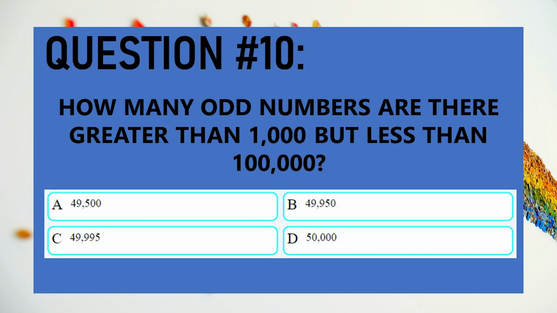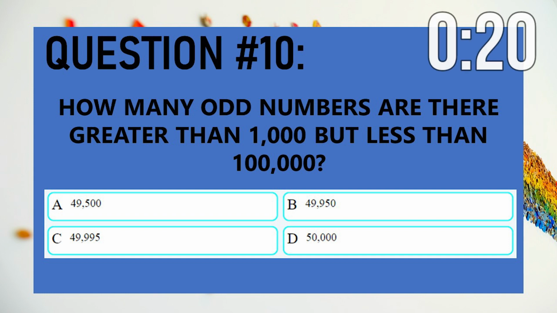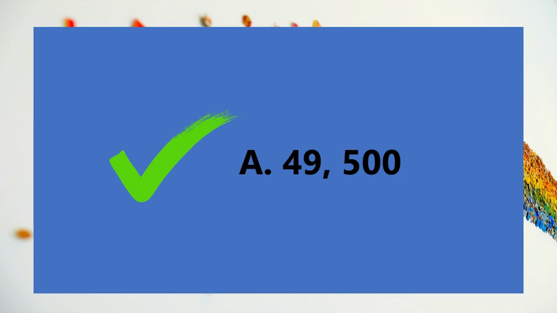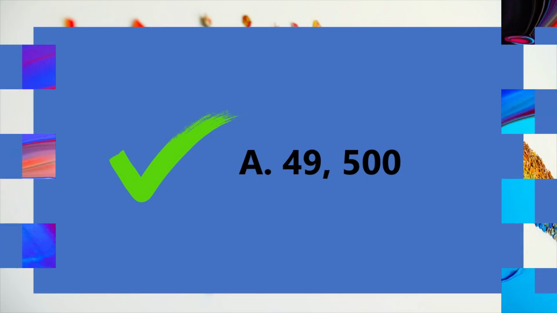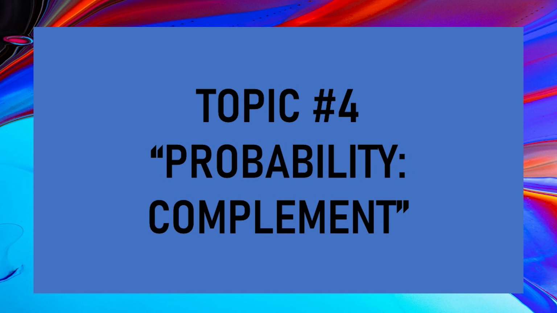Letter A, 49,500. Letter B, 49,950. Letter C, 49,995. Or letter D, 50,000. And the correct answer is letter A, 49,500. Topic number 4. Probability complement.